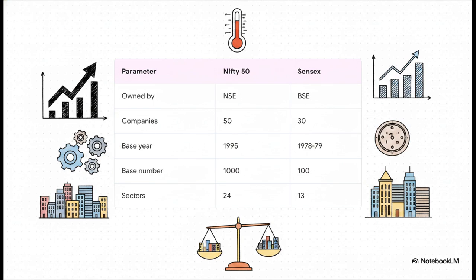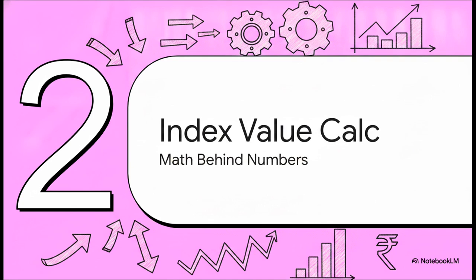Now, on the flip side, we have the older legacy index, the S&P BSE Sensex, introduced by the Bombay Stock Exchange. This one tracks 30 top companies across 13 sectors. It originates from a much earlier base period of 1978 to 79 with a base number of just 100. So, despite their differences in age and size, they both give us this absolutely vital temperature check of the Indian economy.